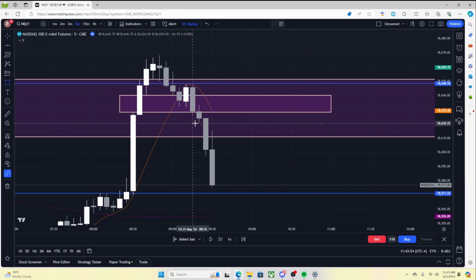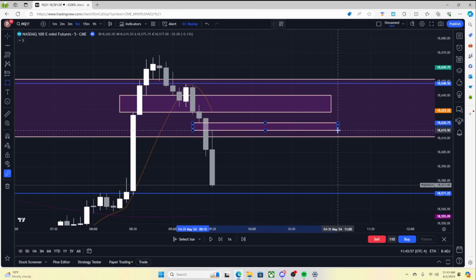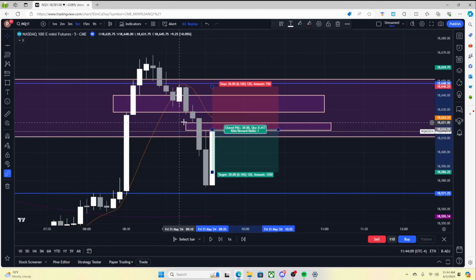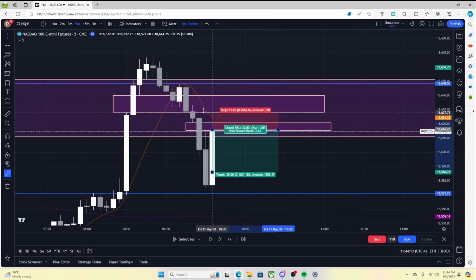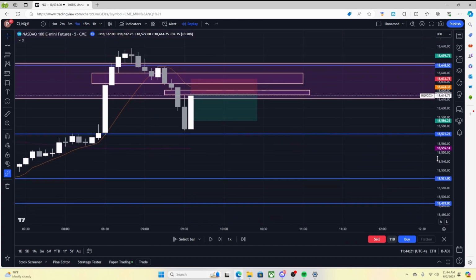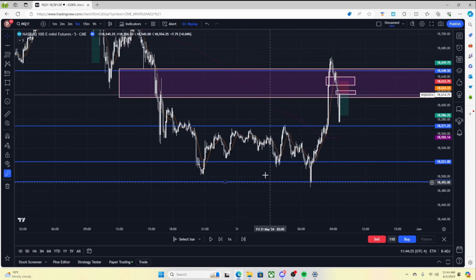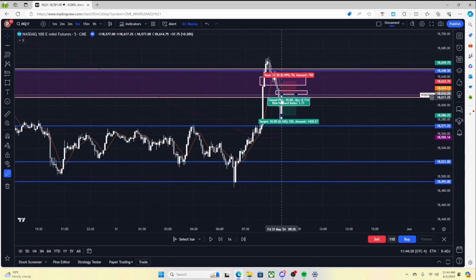We formed a fair value gap right here. Yeah, and that was my entry right there. When we came back up into that fair value gap, I put my entry when we came inside there. I put my stop above the candle before the fair value gap's high, so right up there. And then my target, I was targeting the opposing liquidity for Asia and London session.